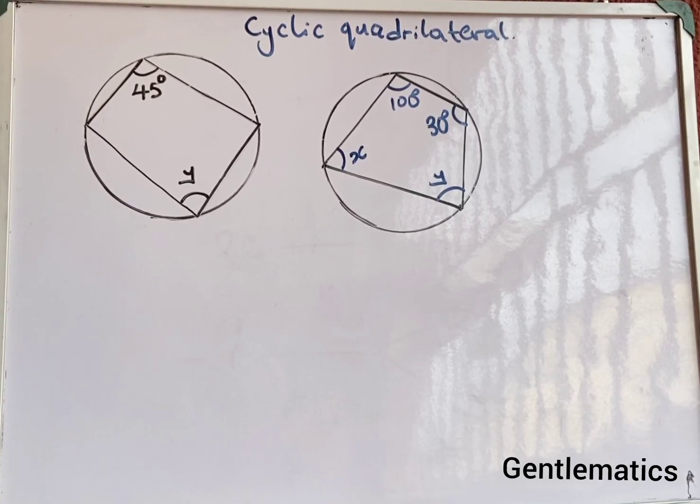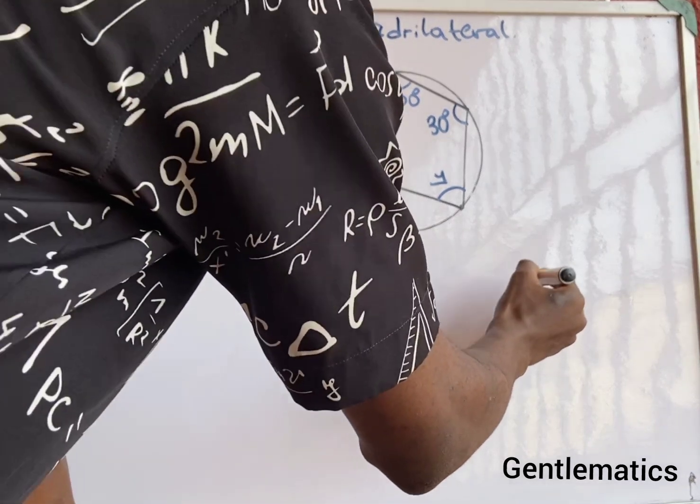Okay, let's learn something new today. Cyclic quadrilateral. First of all, what's a quadrilateral? A quadrilateral is a plane figure that has four sides. Example, square. Square is a quadrilateral.